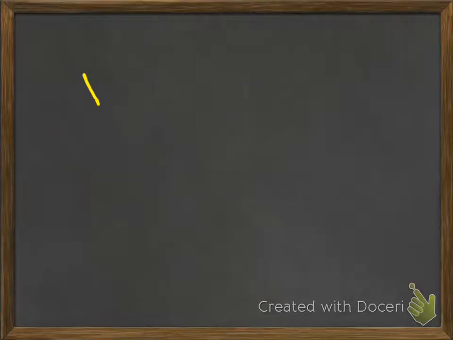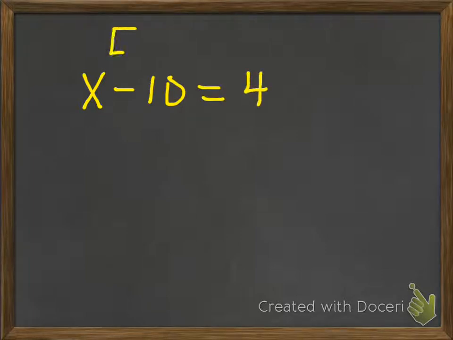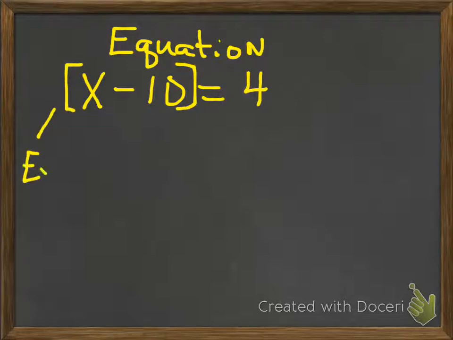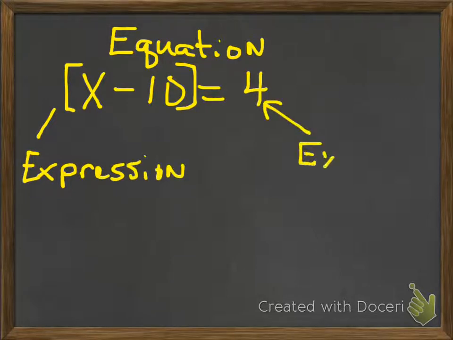So let's look at this a little bit more. Take this example, x minus 10 equals 4. Okay, that's an equation. Notice I have an equal sign in between those two. So x minus 10 equals 4 is an equation. The x minus 10 is one expression. It's on the left-hand side. The 4 is considered another expression, and notice it's on the right-hand side. So we have two expressions joined together by an equal sign.